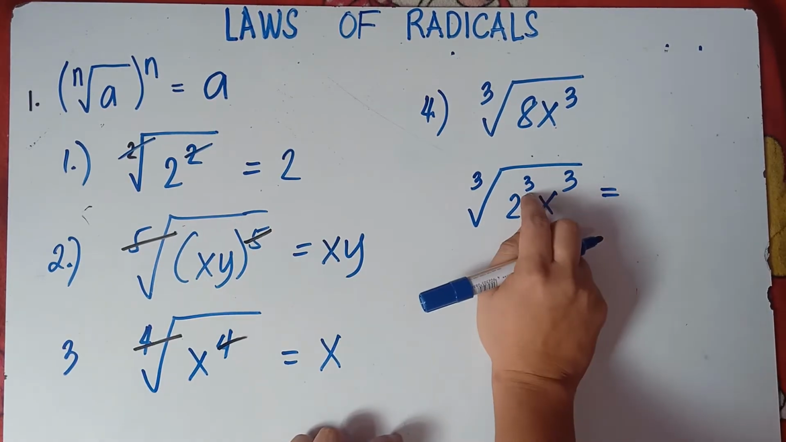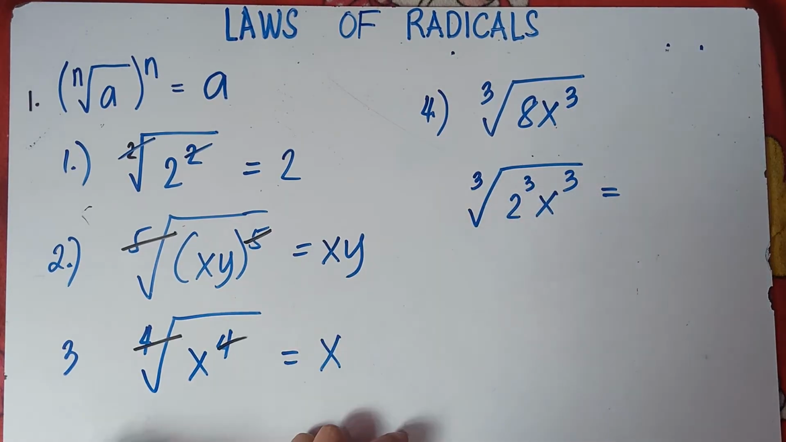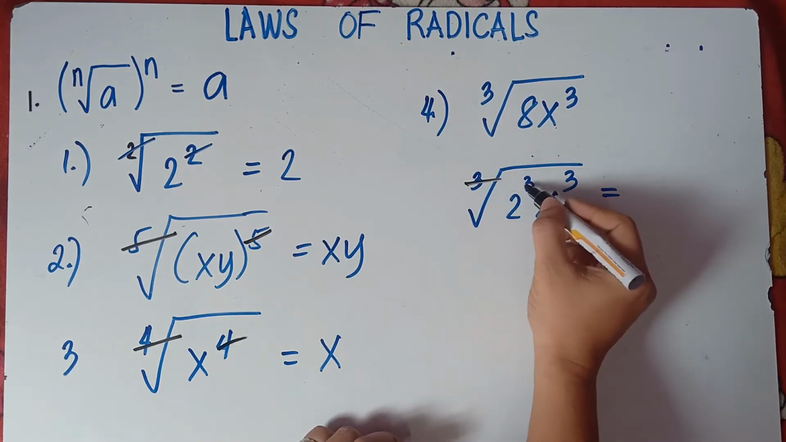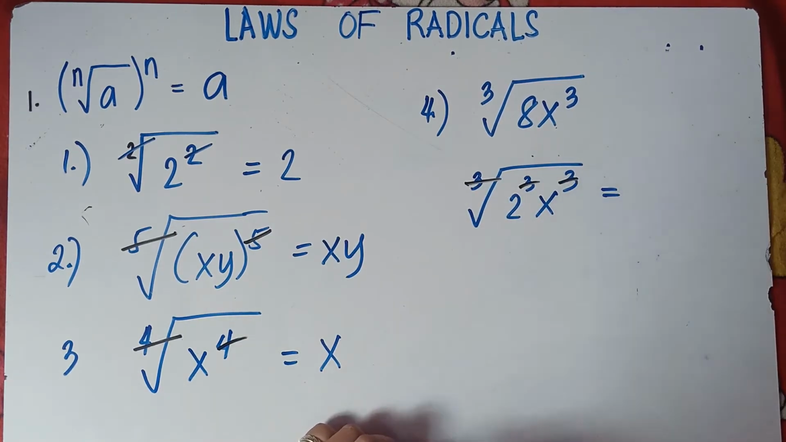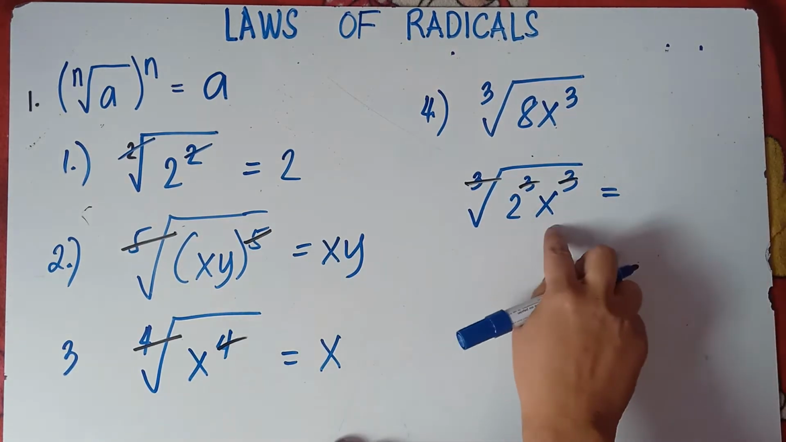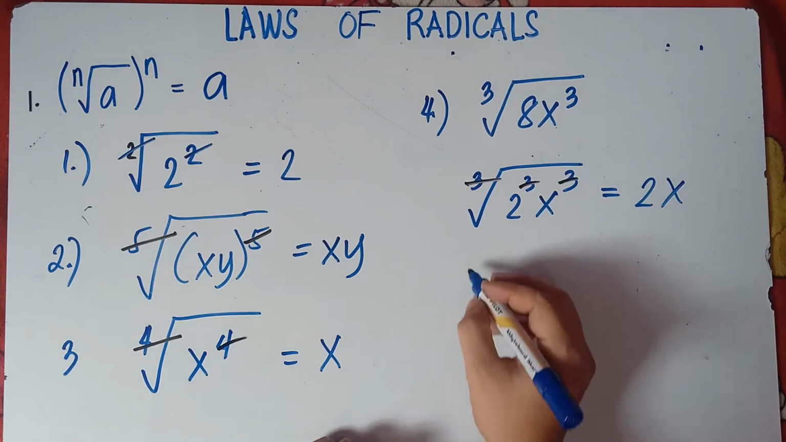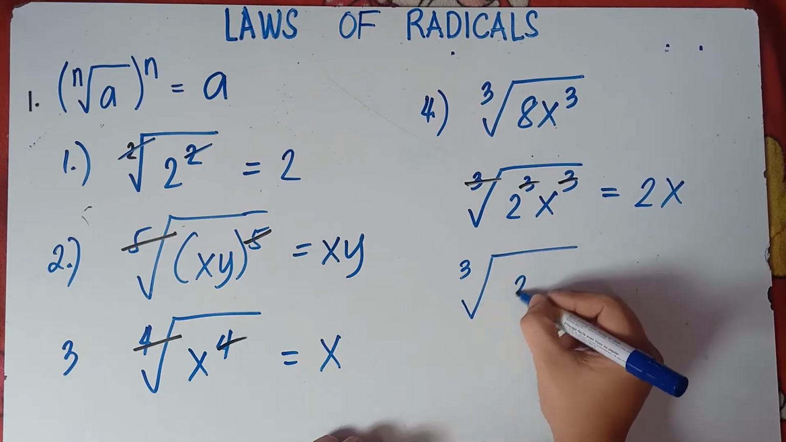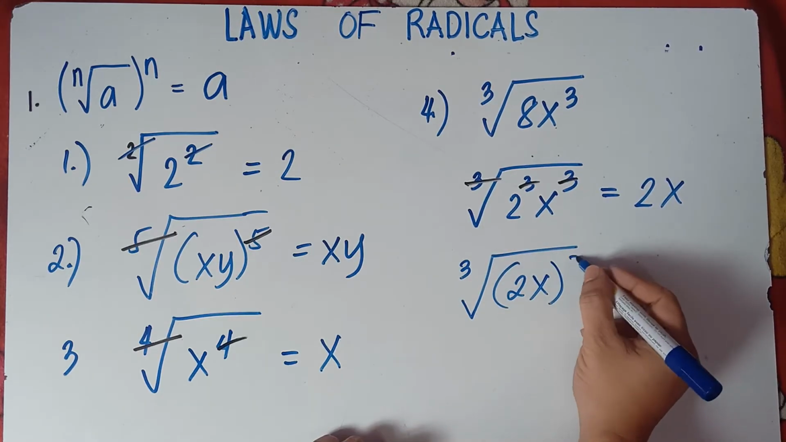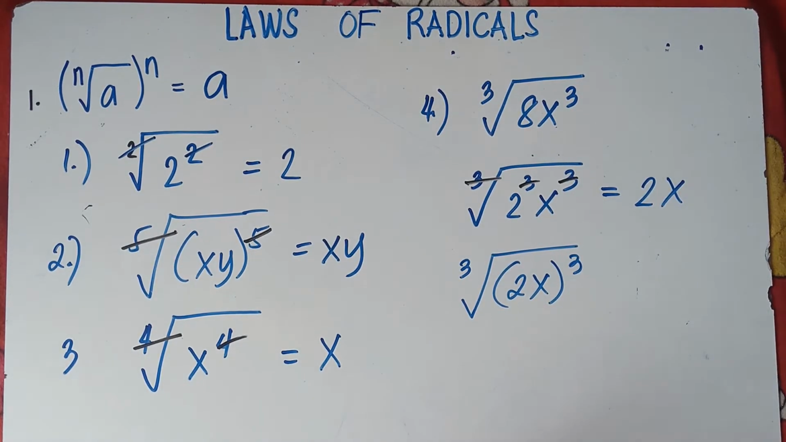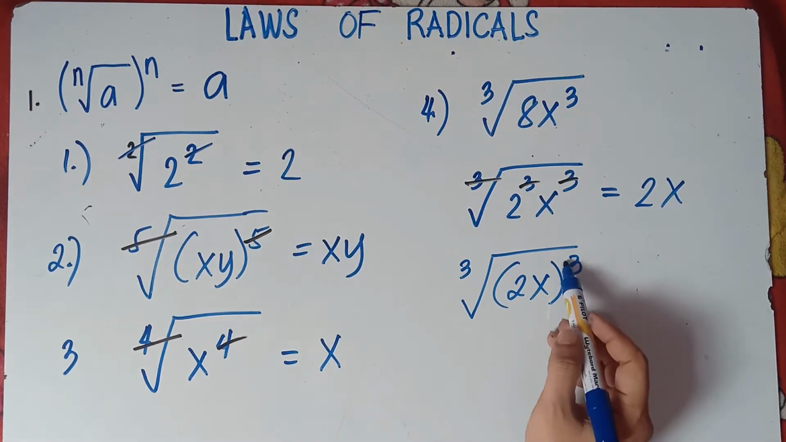So same exponent and index, so you can cancel this out, and then cancel this out. So therefore, the answer is, the remaining will be 2x. Or you can also write this one, class, as the cube root of quantity 2x raised to the power of 3. So in the laws of exponent, class, you can distribute this one.